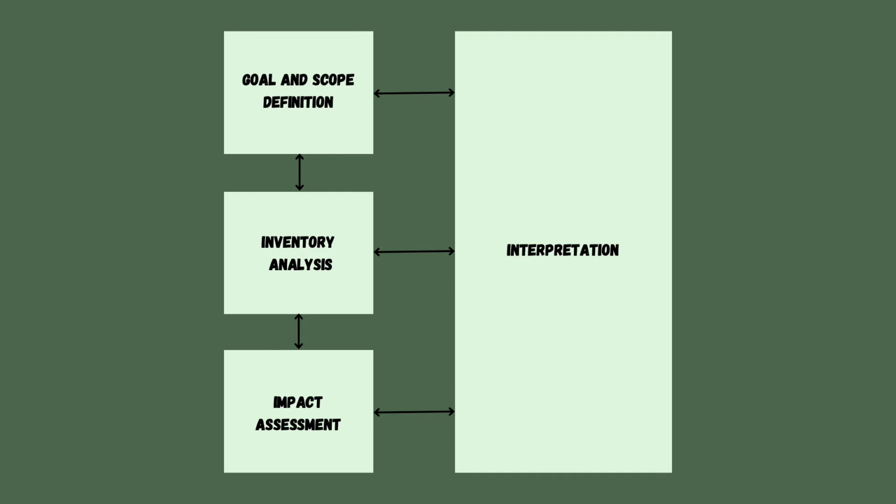So this diagram just shows us the steps involved in doing a life cycle assessment. It's a simple diagram. In the first box, we've got the goal and scope definition. This is where we define the purpose of the study. In this case, it's to evaluate the carbon emissions of a loaf of bread.